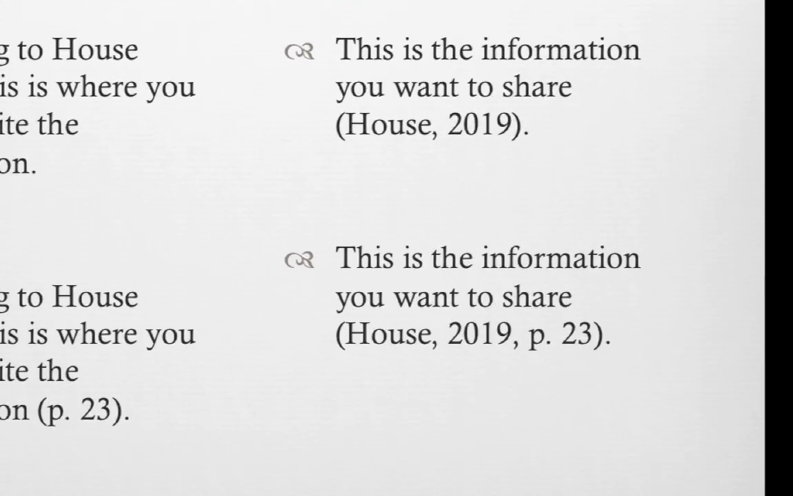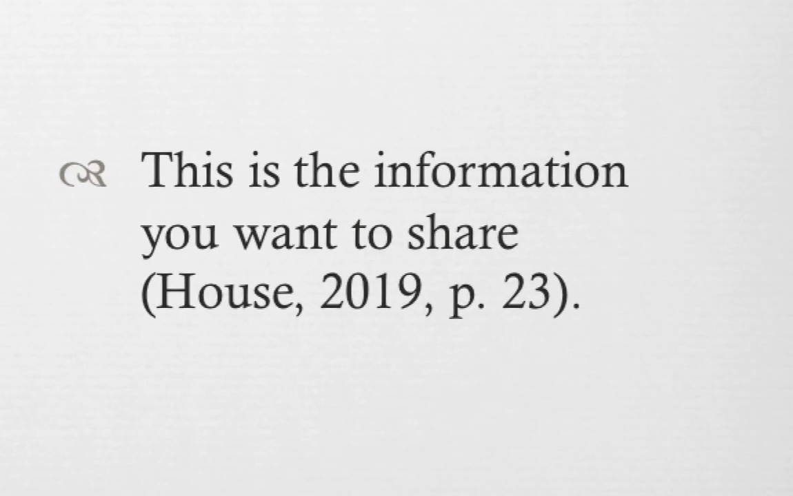If you do not mention the author's name in the sentence, then at the very end of the sentence you would have the author's last name, a comma, the year of publication, a comma, and then a lowercase p, a period, and the page number in your citation.